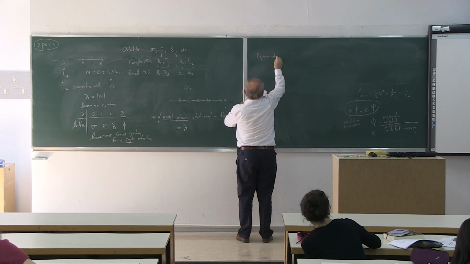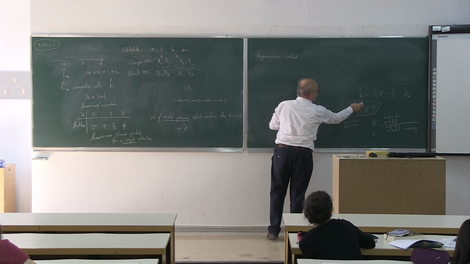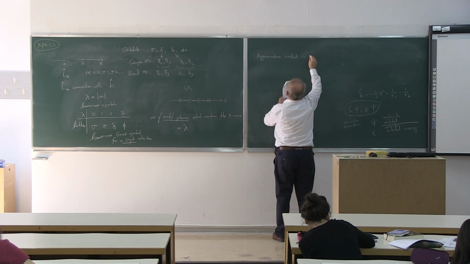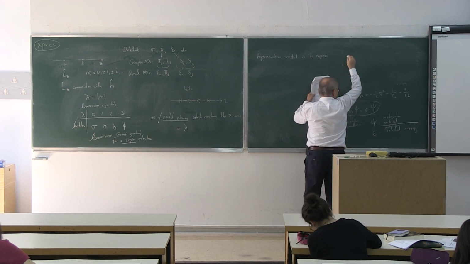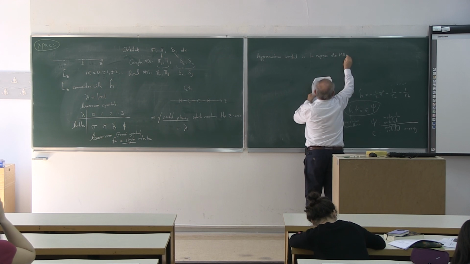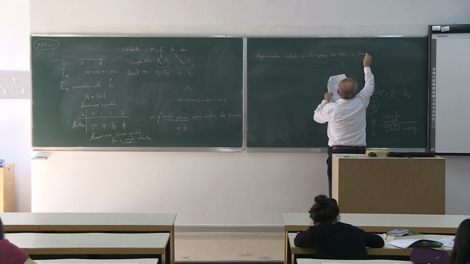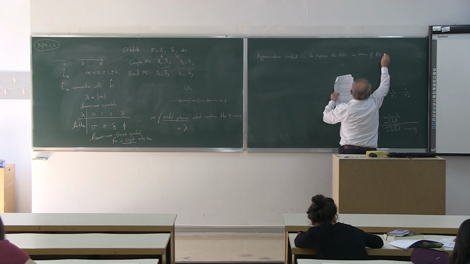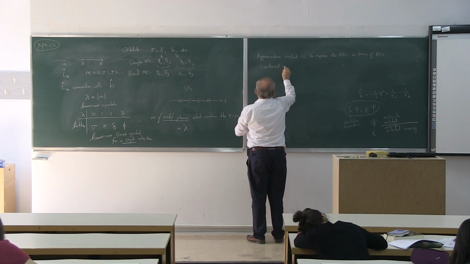Approximation method for solving the molecular orbital equation is to express the molecular orbitals in terms of atomic orbitals centered on each nucleus.